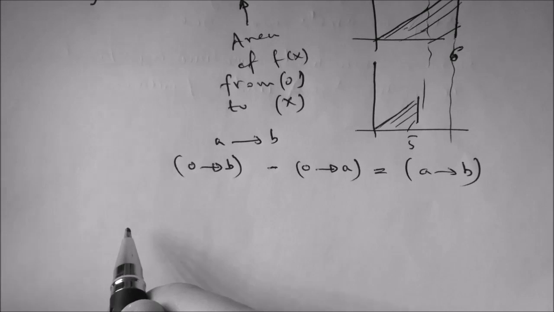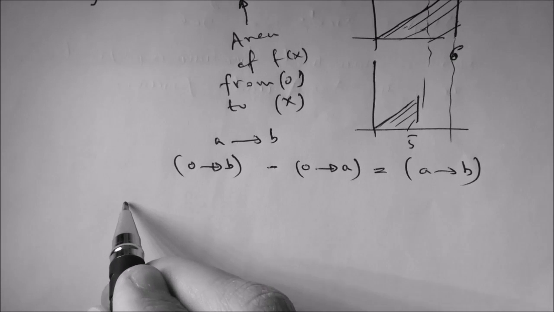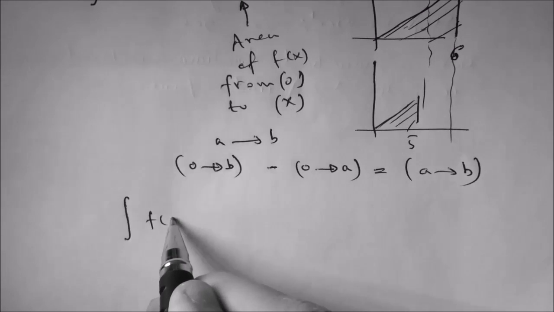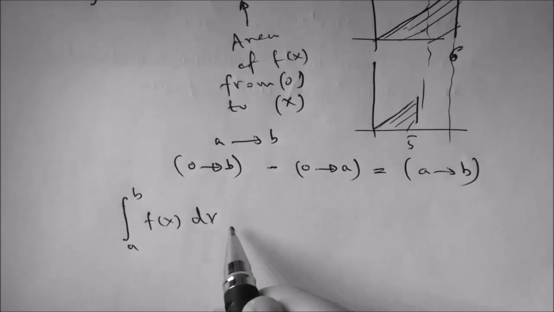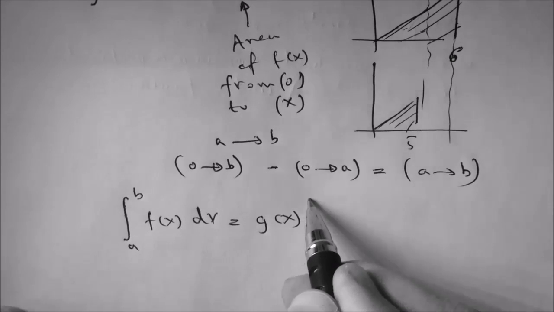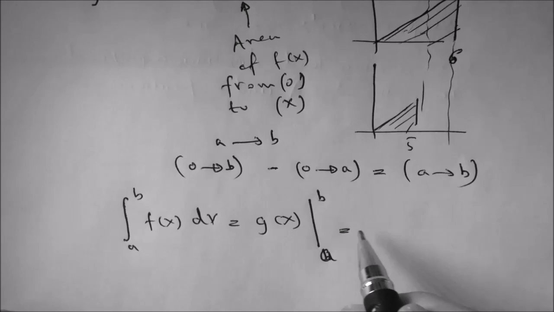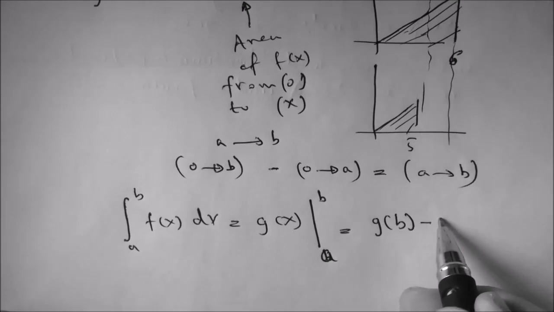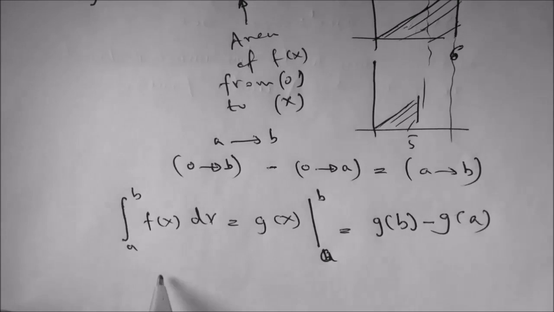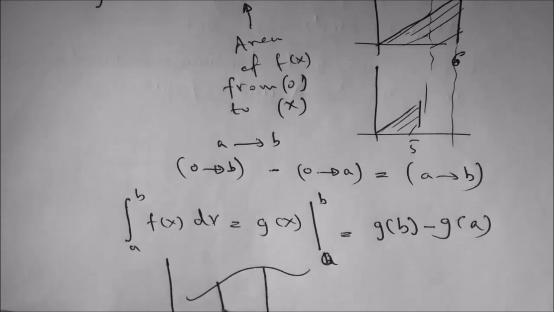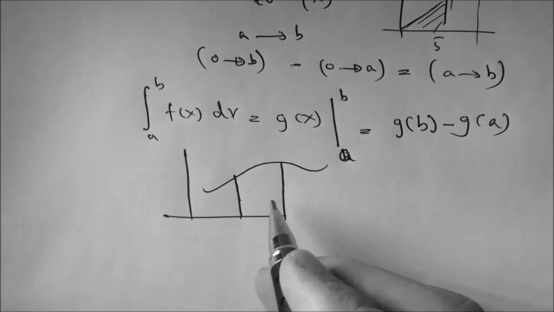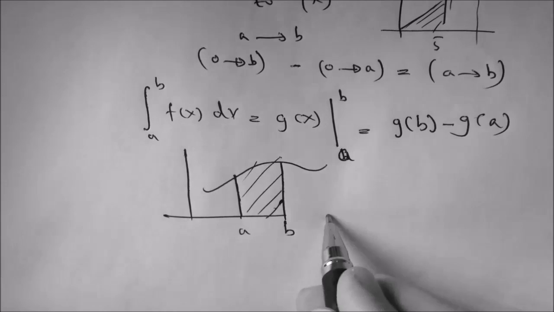So that's what we mean when we write a definite integral and then substitute the limits of integration. Okay, this is g of b minus g of a. This is the area under f of x from a to b.